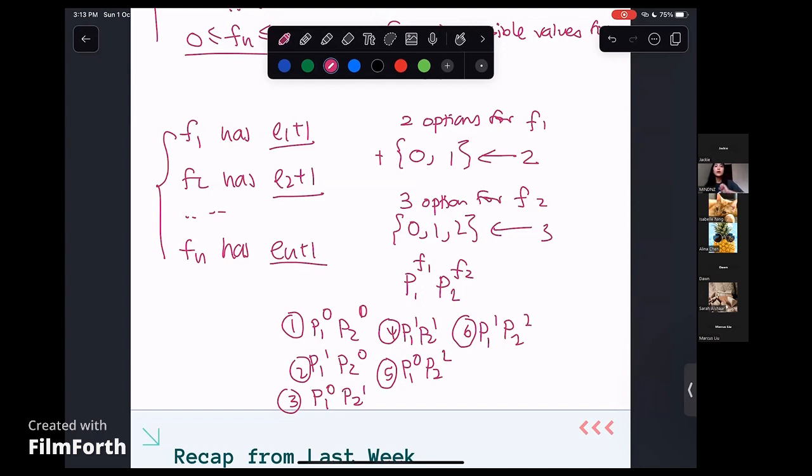Because we have to choose both of them. So we first have to choose F1 and then we have to choose F2, and we can choose any possible value within it. So it's multiplied together. Does that answer your question? Okay, yeah.